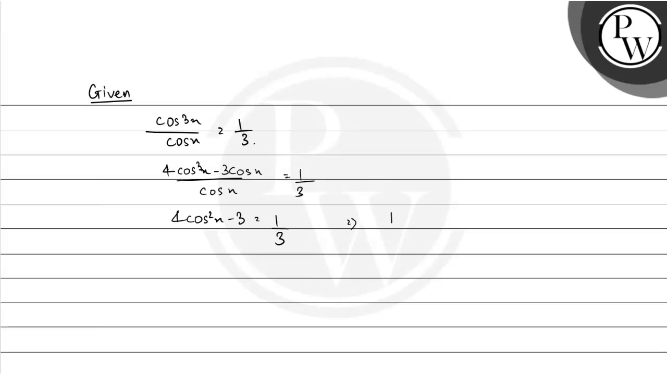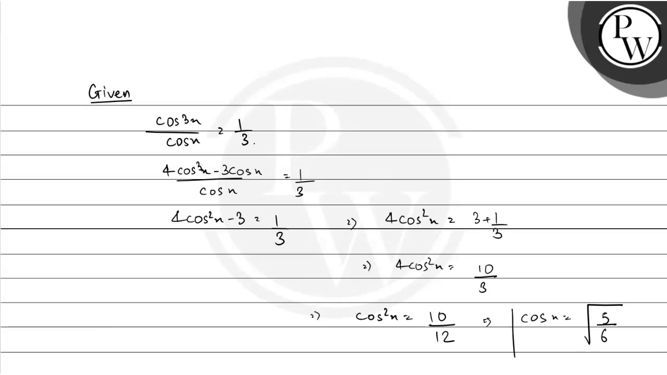Using this, we obtain 4 times cos square x is equal to 3 plus 1 upon 3. Hence, 4 times cos square x is equal to 10 upon 3. Thus, giving us the final form as cos square x is equal to 10 upon 12, which leaves us with the fact that cos of x is equal to under root of 5 upon 6. This is our first important result that we have obtained for the problem.